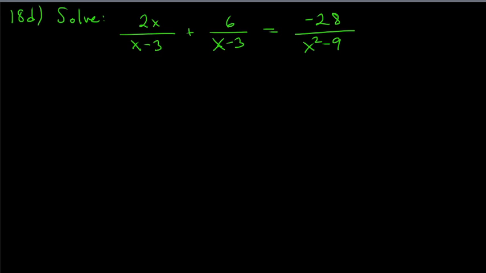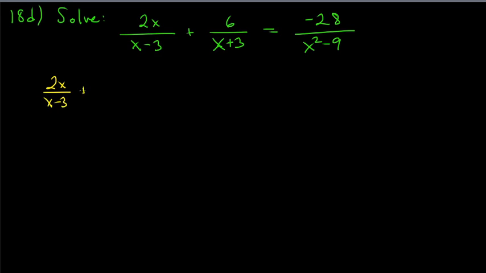Okay, 18d, we want to solve this equation: 2x over x minus 3 plus 6 over x minus 3. Oh, I'm sorry. The second denominator should be x plus 3. 6 over x plus 3 equals negative 28 over x squared minus 9. Okay, so it's done the exact same way as the previous problem, right? So I'm just going to copy it down.